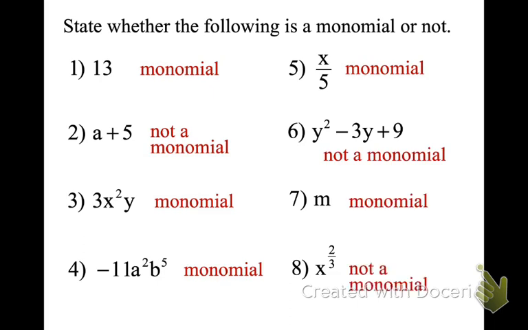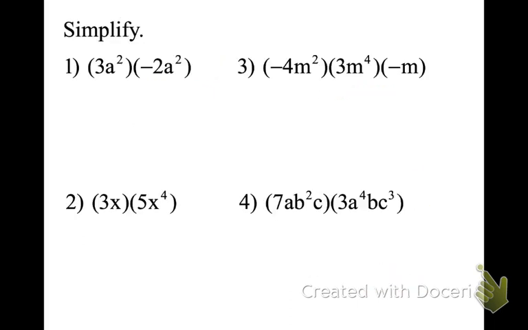Okay, so now we're going to continue. We're multiplying monomial times monomial. Just a reminder, we multiply coefficient with coefficient. So first I multiply 3 and negative 2, and I get negative 6. And then I've got a squared times a to the second power. We add the exponents when we multiply, so it's negative 6a to the 4th.